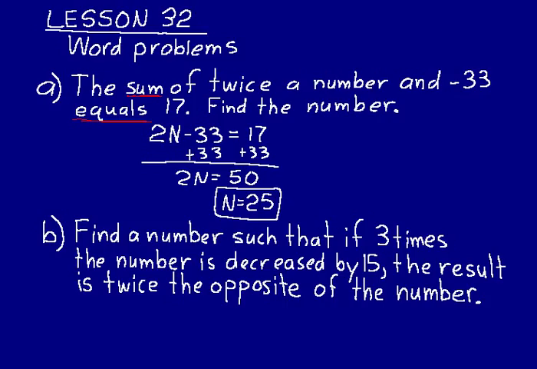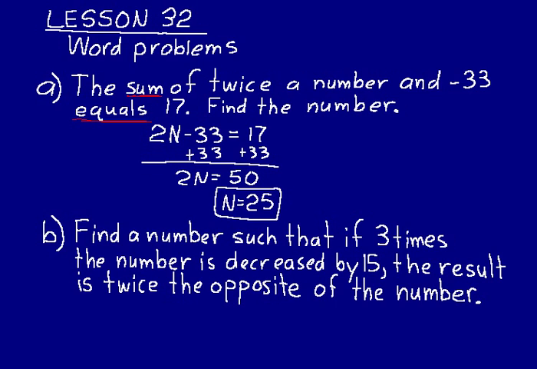Let's read through this practice problem. That's always what we want to do on a word problem, is just read it through one time first. Find a number such that if 3 times the number is decreased by 15, the result is twice the opposite of the number. Okay, well let's just go ahead and left to right we'll start writing our algebraic equation, just like the words in the English sentence are left to right.